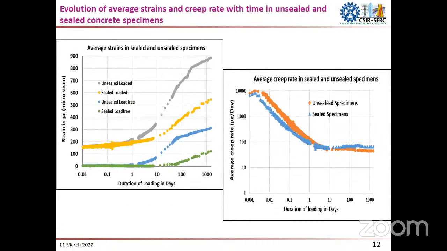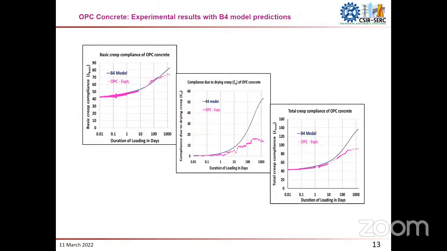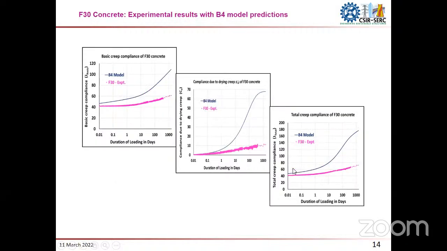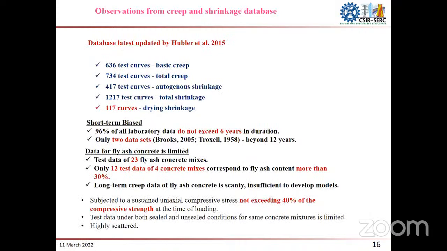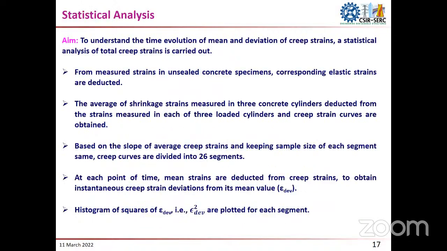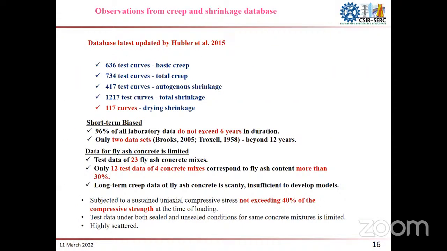When we compare for fly ash concrete, right now we have only one model, the B4 model. When we compare with the B4 model, it is able to predict only the basic creep of the OPC concrete, but for the fly ash concrete it is over-predicting, for both the F30 as well as F40 concrete. This is mainly due to the model parameters; the B4 model is the only model available, and its parameters were estimated using limited test data. Of a total of only 23 concrete mixes, those with more than 30% fly ash have only 4 mixes, which shows how useful this data will be.